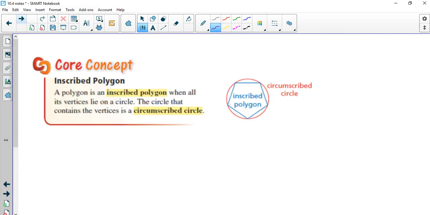Alright. Inscribed polygon. In meaning inside. So a polygon is an inscribed polygon when all of the vertices or the corner points lie on the circle. The circle that contains the vertices is called the circumscribed circle. Okay, so if you remember from history, to circumnavigate the globe, you go around the world. So circum means around, and scribe means to write. So to circumscribe means to write around. So to draw the circle around the polygon.